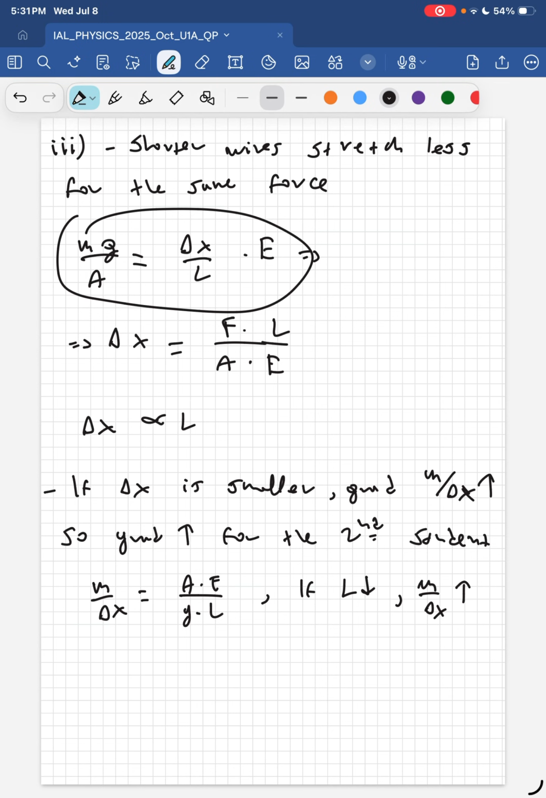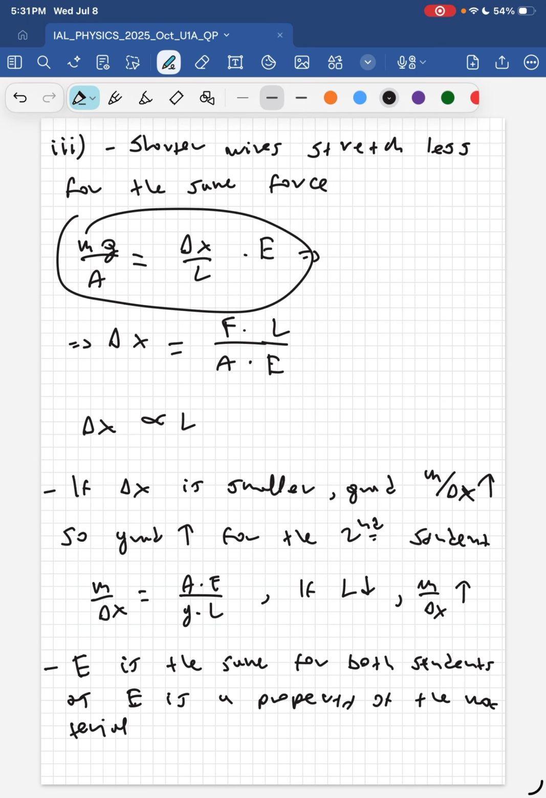And that happens to be the gradient, okay? But E, the Young's modulus, is the same for both students, as E is a property of the material, and not the shape or length or cross-sectional area or anything, okay? So that's the trick there. So the Young modulus will be the same, okay? Let's move on to the next question.